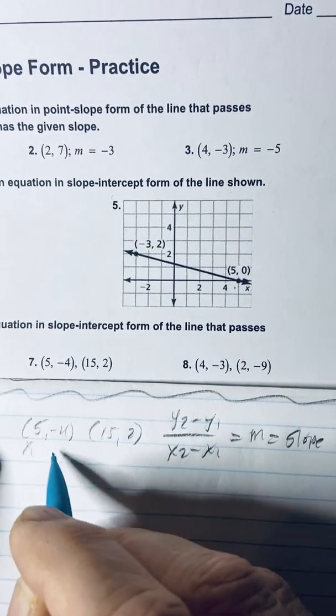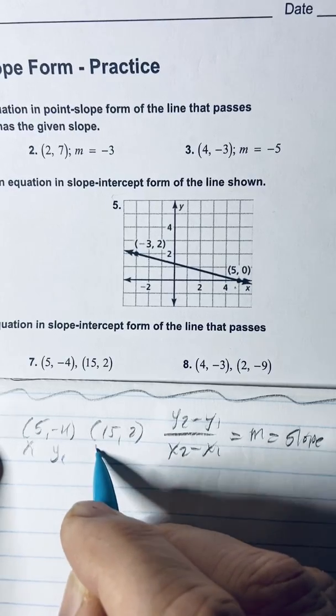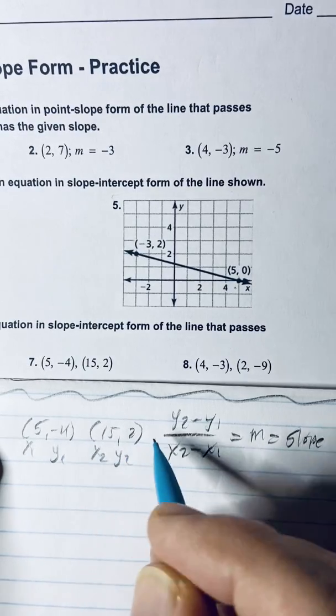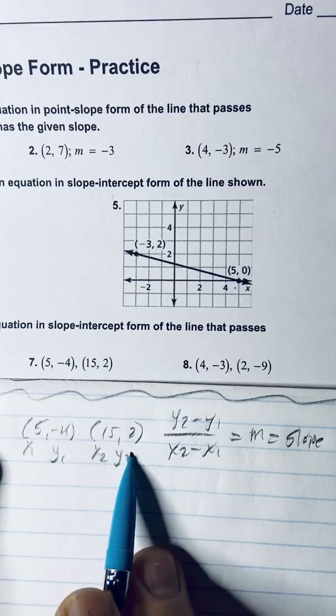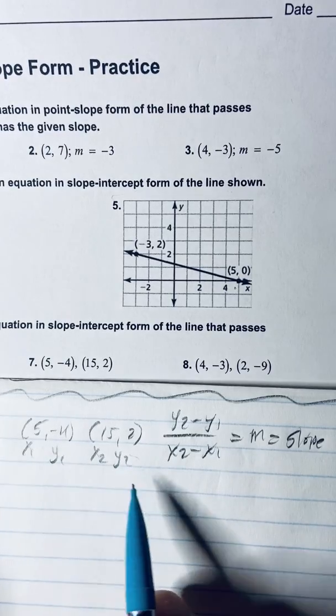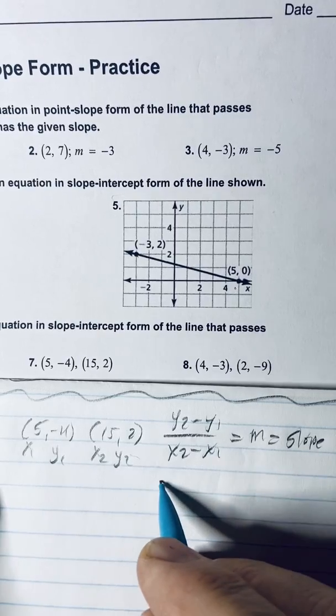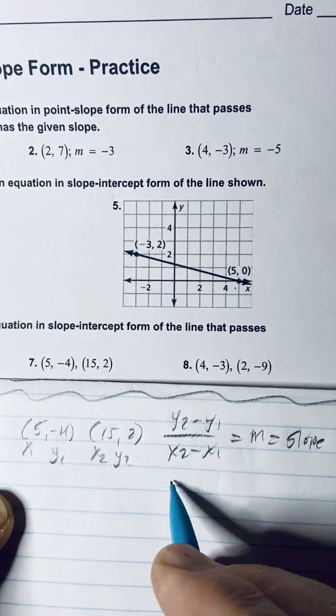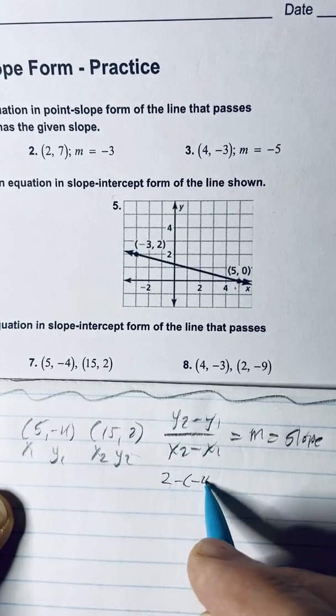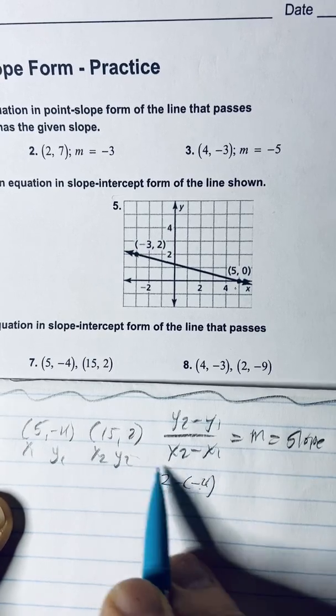So I'll call it x sub 1, y sub 1, x sub 2, y sub 2. And it doesn't matter which ones I label as 1 and 2. I can reverse the order because, once again, they're just 2 points on a line. And so y sub 2 is going to be 2 minus a negative 4. Negative 4 comes from right here.